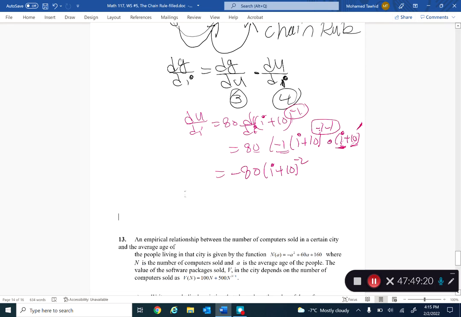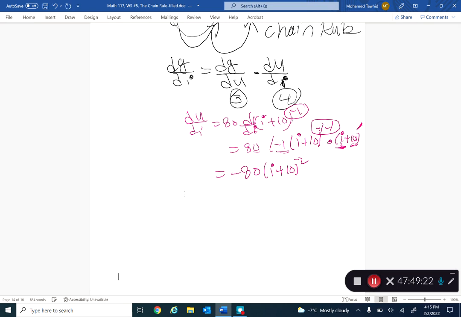So here, let me try to make it clear for some of you. I need to get the derivative of I plus 10, this part here. So it will be dI by dI plus d by dI of 10. The 10 here is 0 because it's a constant. Here dI by dI is nothing but 1. So the derivative of I plus 10 is 1. So that is what I call equation number 4.